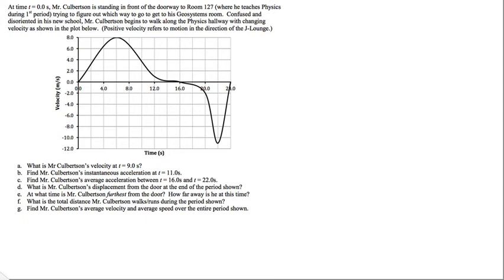Okay, Dr. Smith here. I'm going to try to go through the answers to this review worksheet that I've put together. So here we go. First problem is about Mr. Culbertson getting all confused at TJ. So I assume you read this.